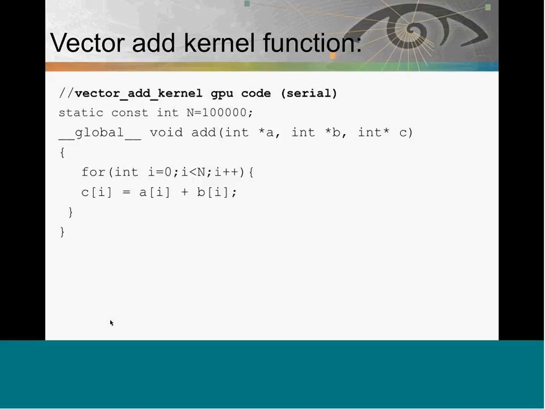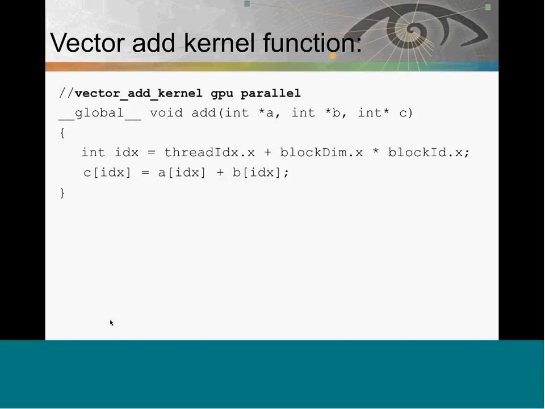And here for vector add, I say here is serial, right? What I do is global. Global means it can be callable from host, but runs on device. And I use A, B, and C. And this is similar to CPU, right? For i = 0, i < n, i plus plus, but it's only going to be run by one thread. How in parallel? Let's look at now.